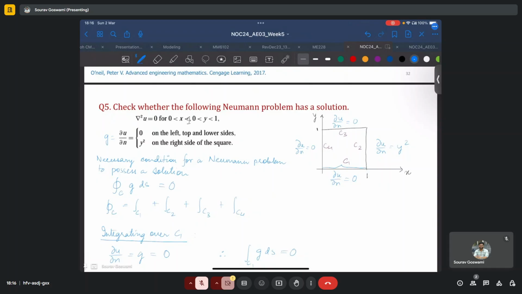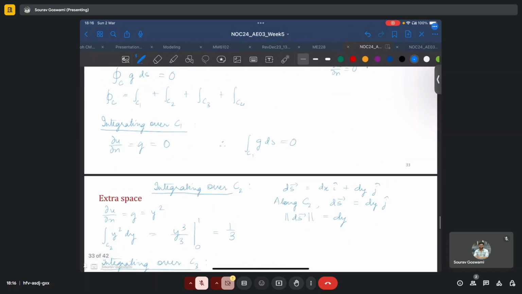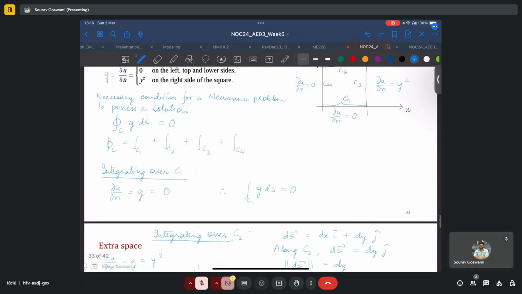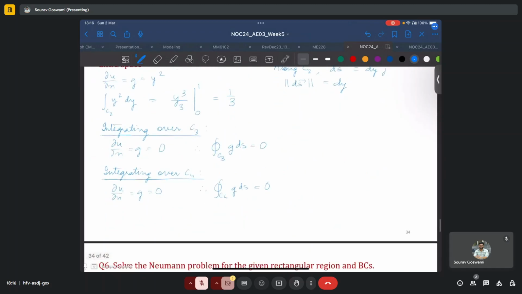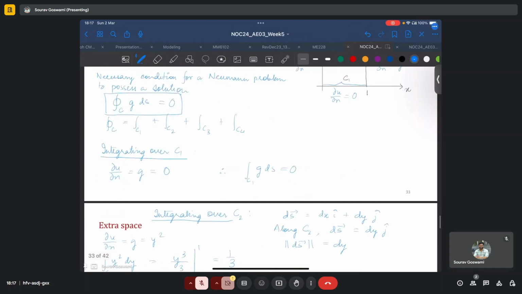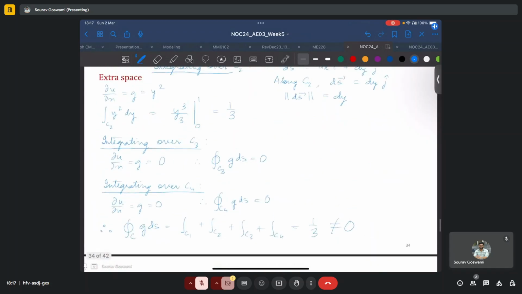Now, the necessary condition was for the integral of g ds over the whole curve to be equal to 0. But here we are seeing that for the entire cyclic curve, the integral of g ds, which is equal to the sum of integrals along each of the four curves C1, C2, C3 and C4, is 1/3, which is not equal to 0. And so the given problem does not have a solution.